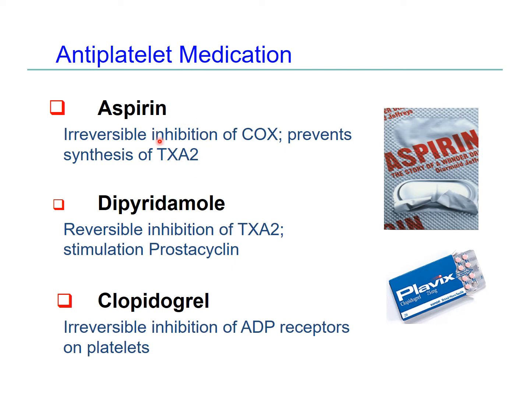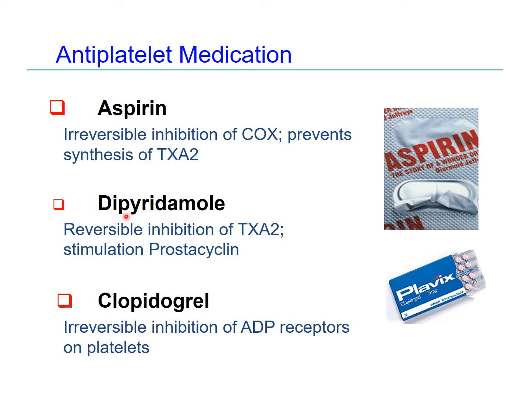So by virtue of this, aspirin inhibits activation of platelets and reduces the procoagulant activity in the blood. Mind you, aspirin is also used as an analgesic, but the dose is around 300 milligrams, whereas aspirin used as an antiplatelet medication is a low dose aspirin, 75 milligram.